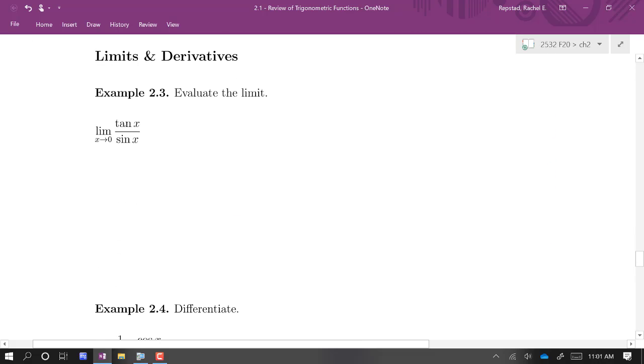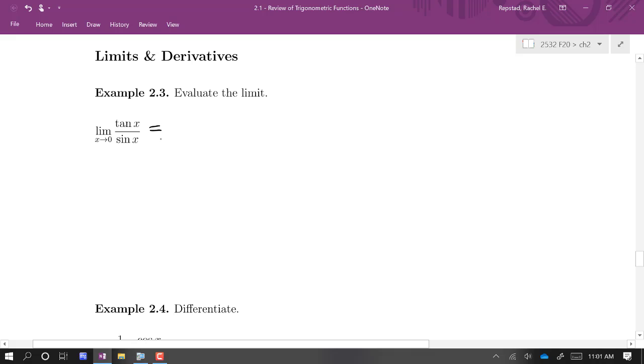Alright, let's do some calculus. Let's start off with a limit. So we're going to evaluate the limit as x approaches 0 of tan x over sine x. Now, if we let x be 0 right off, tan of 0 is equal to 0, but so is sine of 0. Sine of 0 is equal to 0, so we actually cannot let x be 0 here.